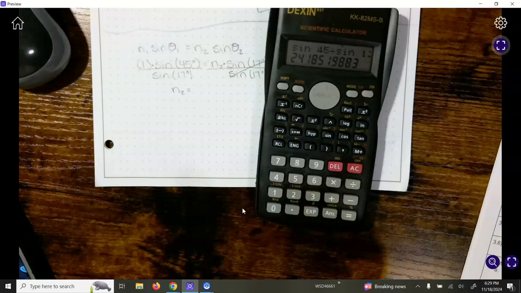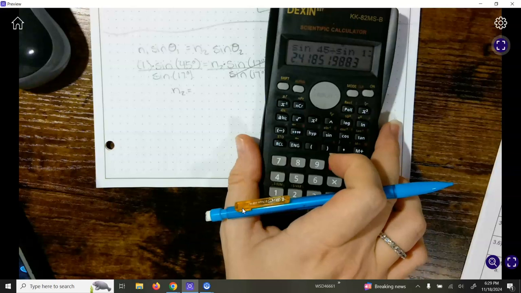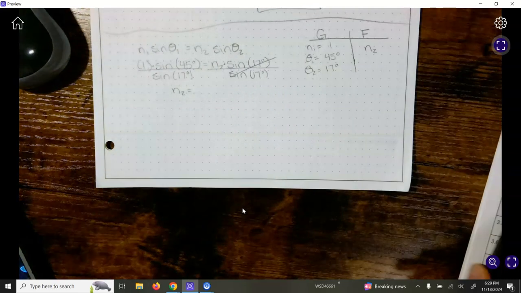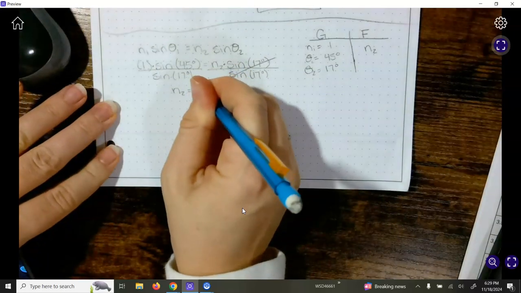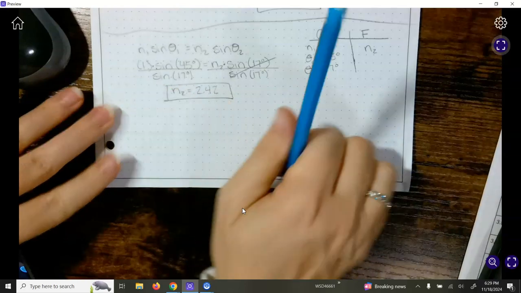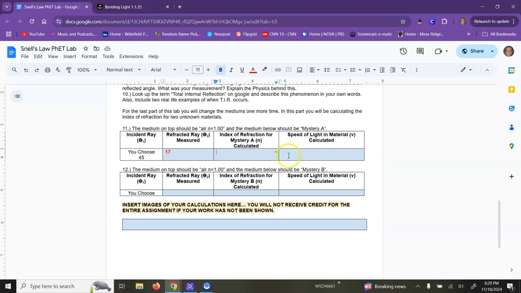Sine of 45 divided by sine of 17 is 2.41, and so I'm going to actually do 2.42. That's the number I'm looking for. I can go back over here. I can do 2.42, and then speed of light in the material. Now this comes from our packet as well. We talked about this. It's the second to last equation.